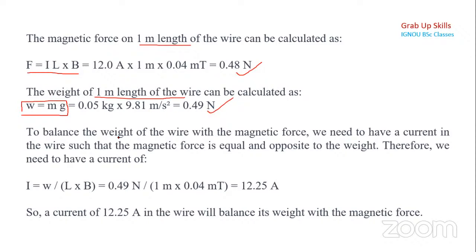In order to balance the weight of the wire with the magnetic force, we need the current in the wire such that the magnetic force would be equal and opposite to the weight. So what would be the current formula? I is equal to W divided by L into B. Just substitute. You will be getting it as 12.25 ampere. So therefore, how much current do you need? That is 12.25 ampere we will need in order to balance its weight with the magnetic force.